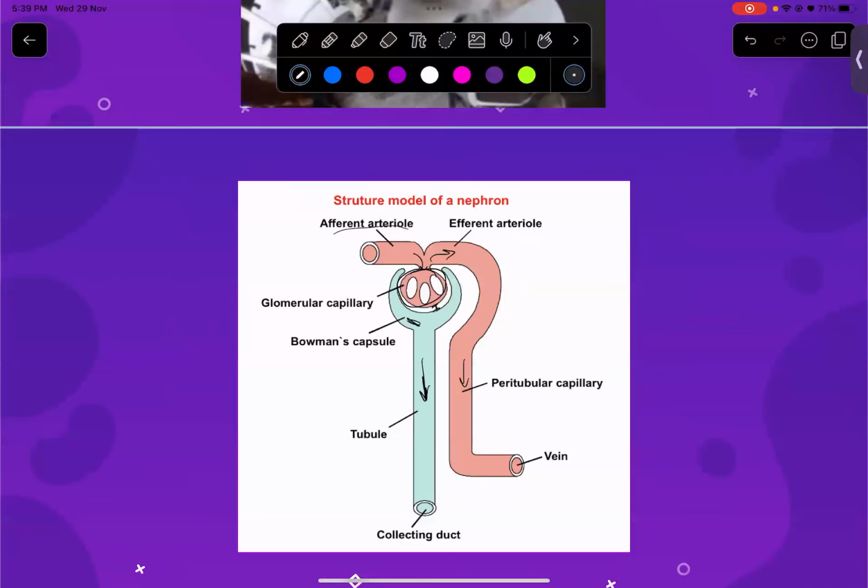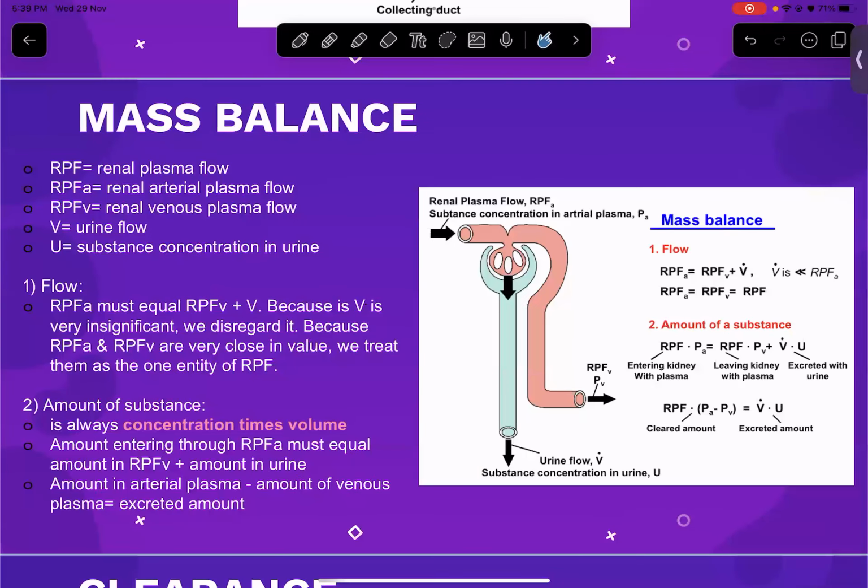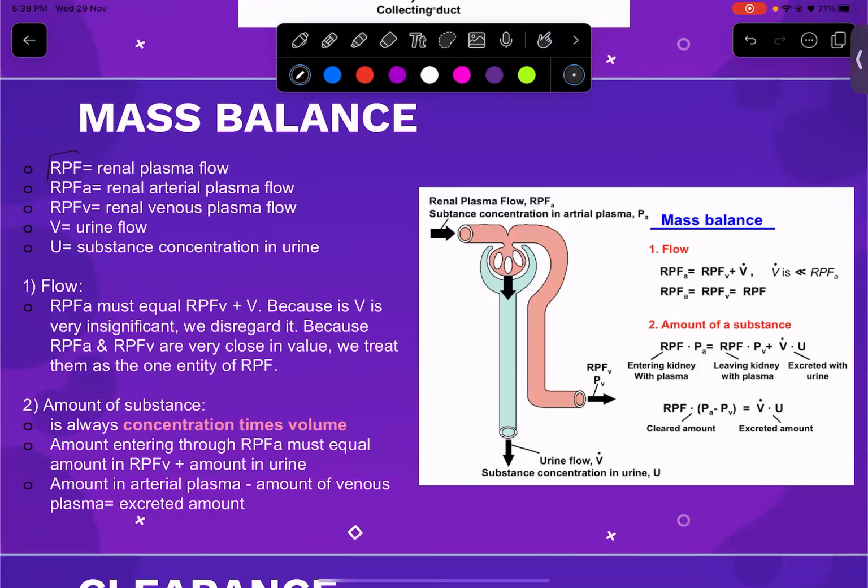Now we're going to explain the other concepts on this diagram. The first concept is mass clearance. First of all, these are some abbreviations that you guys are going to see all throughout the block, so it's good to familiarize yourself with them from now. RPF is renal plasma flow, RPFA is renal arterial plasma flow, RPFV is renal venous plasma flow, V with a little dot on top is the urine flow, and U is a substance concentration in urine, okay?